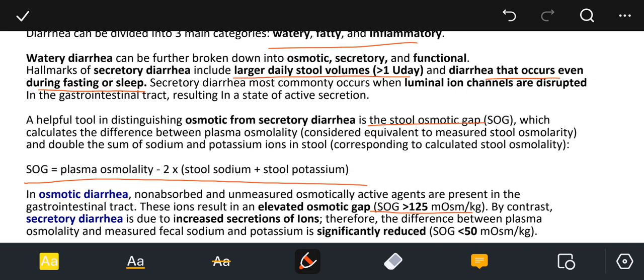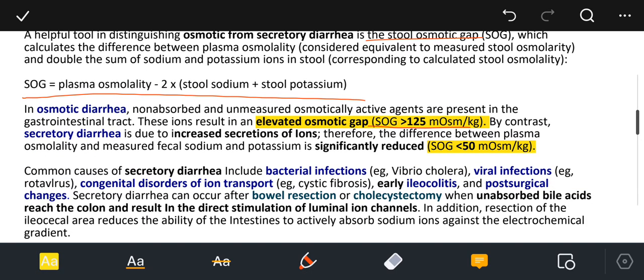By contrast, secretory diarrhea is due to the increased secretion of ions. Therefore, the difference between the plasma osmolality and measured fecal sodium and potassium is significantly reduced, which takes the stool osmotic gap down to less than 50 milliosmol per kg. So if we are having a high stool osmotic gap, it means we are having osmotic diarrhea, and if the gap is less than 50, it means that we are having secretory diarrhea.